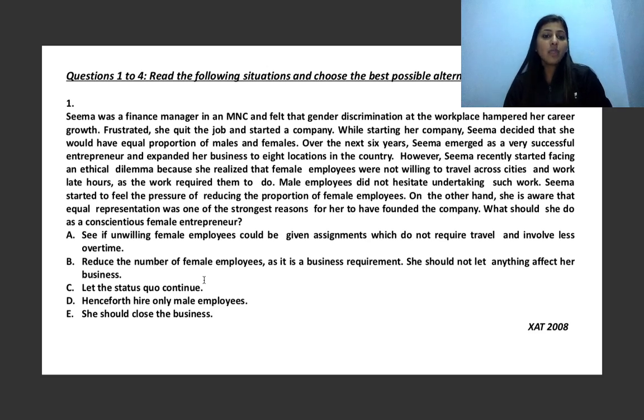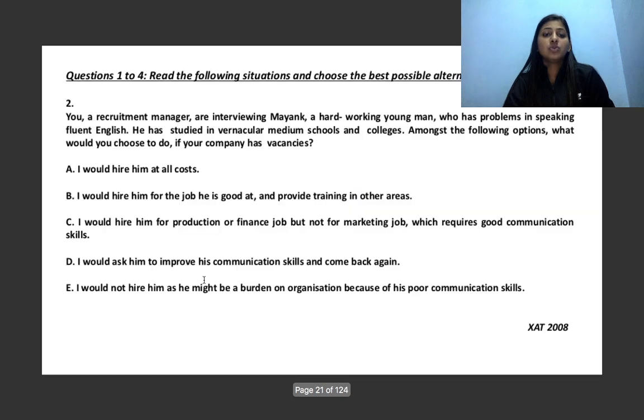Option B, reducing female employees, disbalances. C, do nothing. That is never the answer. Whenever any question has an option like do nothing, it will never be the answer. D, henceforth hire only male employees. That would again disturb the ratio. She should close the business. No, she should not. She is doing well. She is a successful entrepreneur, right? So the only option left is option A. Okay. Next, question 2.